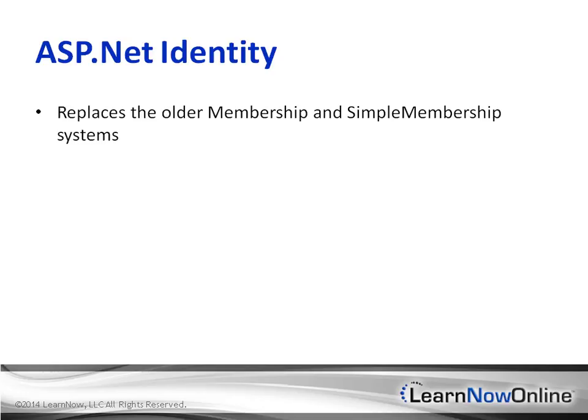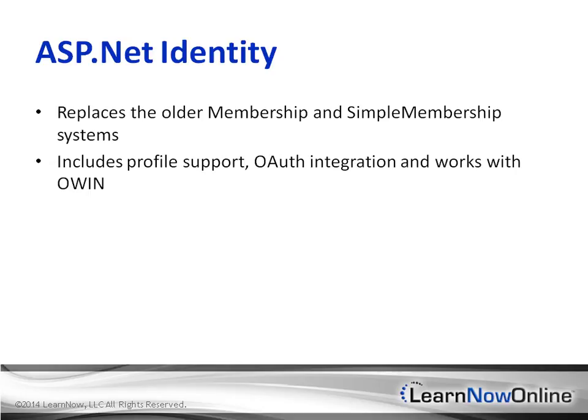If you remember in earlier versions of MVC, and particularly Web Forms, there were these concepts of membership providers and simple membership providers, where basically baked into ASP.NET was the ability to handle users and roles and manage all of that information through this whole provider system. Well, ASP.NET Identity is now replacing that. It includes profile support, OAuth integration, and it works with something called OWIN, which we'll talk about shortly.